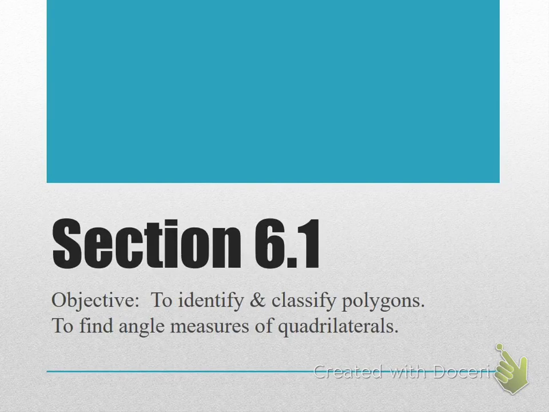All right, section 6.1, in my opinion, is a pretty easy section. We're just getting introduced to the idea of polygons and classifying them. We will also find angle measures of quadrilaterals.